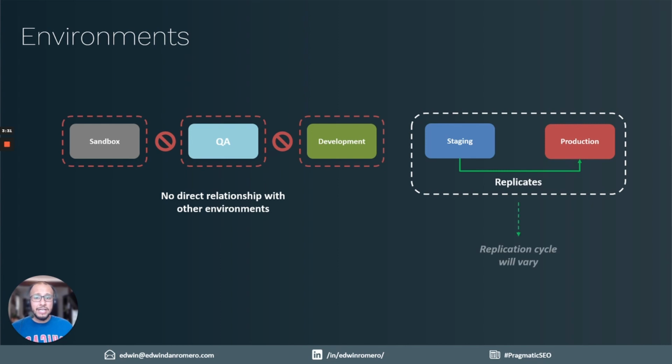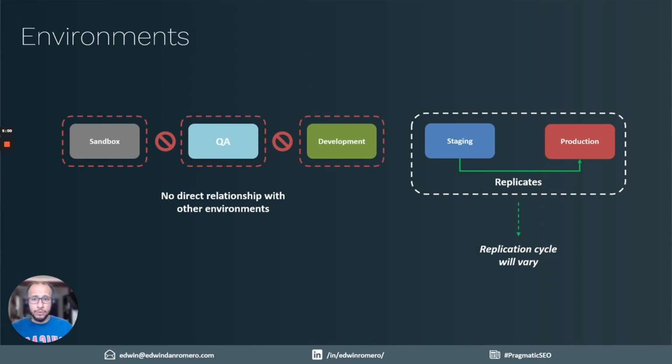Conversely, staging has a direct relationship with production. Staging is an environment where a site lives before it's pushed out live and accessible to users. The settings and configurations that you implement within staging get replicated over into production. Something to keep in mind is the replication cycle, or how often it goes from staging on over to production. Some brands have it set for daily replications, other brands have it set for weekly replications, or anywhere between a few days to a couple of weeks.